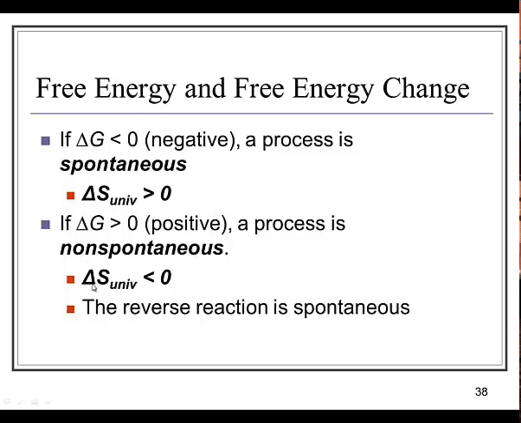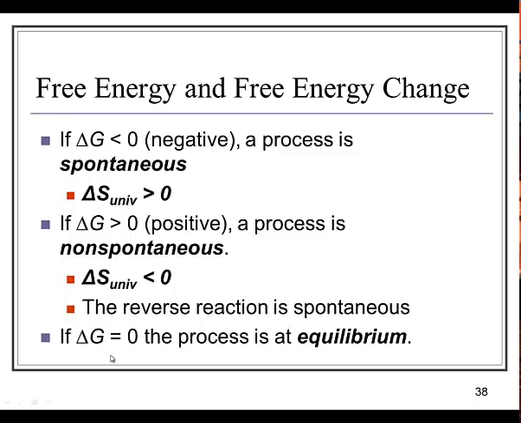What this does mean is, if delta S for the universe in the forward direction is positive, that means delta S for the universe is negative in the reverse direction. And if delta S for the universe is negative in the forward direction, it means that delta S for the universe is positive in the reverse direction. Finally, we come to this. If delta G equals 0, the process is at equilibrium. It's at that place where the reaction is neither spontaneous in the forward direction nor spontaneous in the reverse direction.